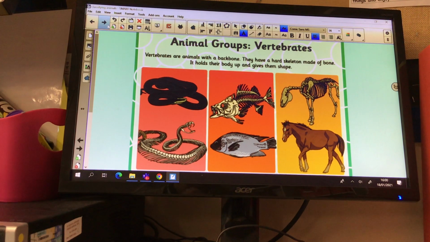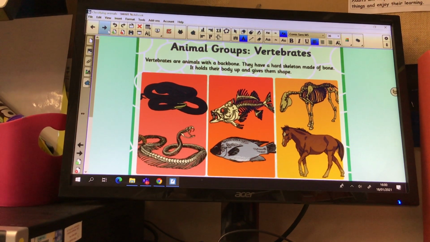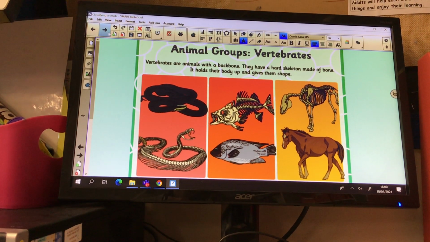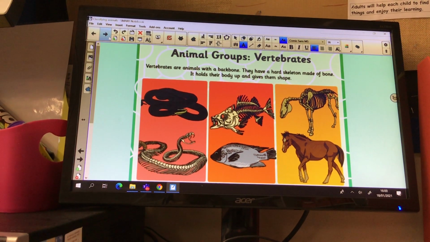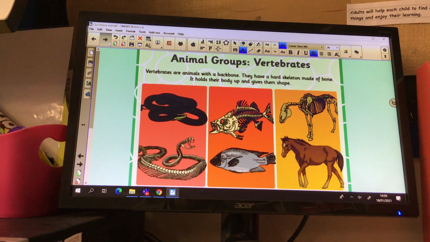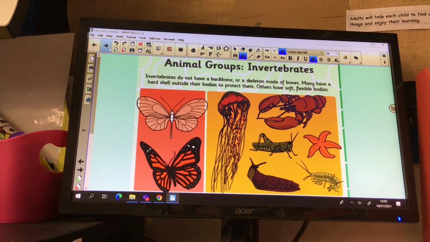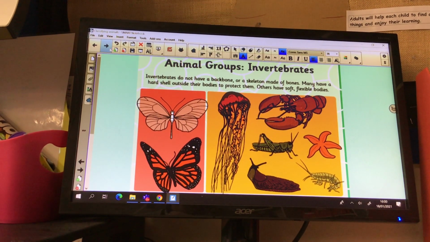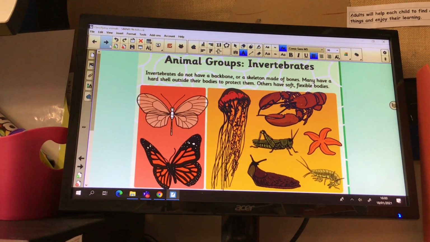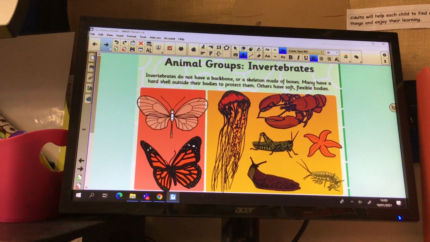Okay, so vertebrate are animals with a backbone. They have a hard skeleton made up of bone. It holds their body up and gives them a shape. So we would also fit into this group. And then there's invertebrate. So they do not have a backbone or a skeleton made up of bones. Some have a hard shell outside their body to protect them. Others have soft, flexible bodies.